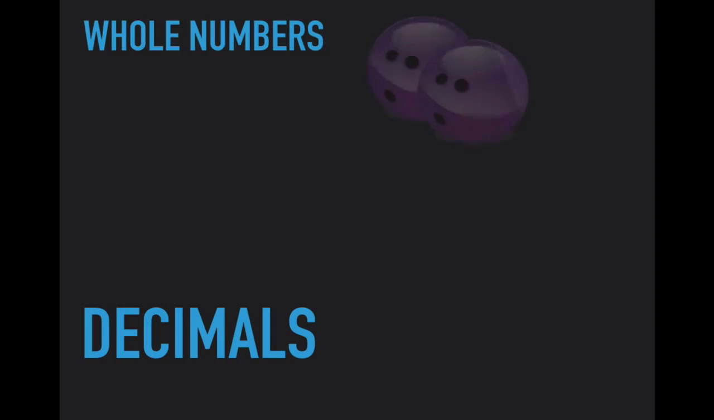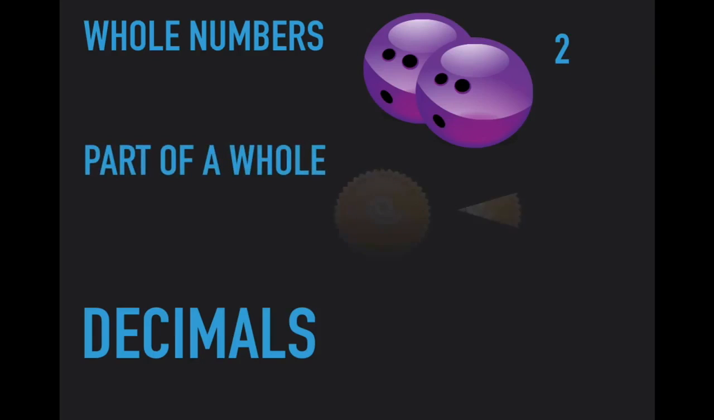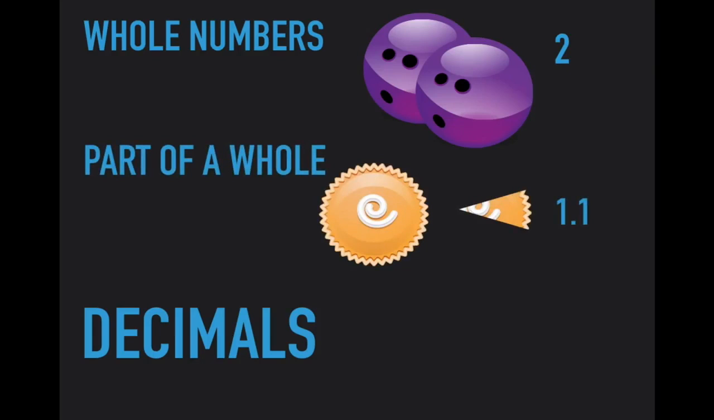Now, sometimes with numbers, there are things that are just measured in whole numbers. For example, like bowling balls. You rarely see half a bowling ball. So you would just measure things in whole numbers, but not everything is like that. Some things can be measured in part of a whole. For example, pie, which I love. If I ate all this pie, I would be eating 1 1/10 of a pie, or 1.1.